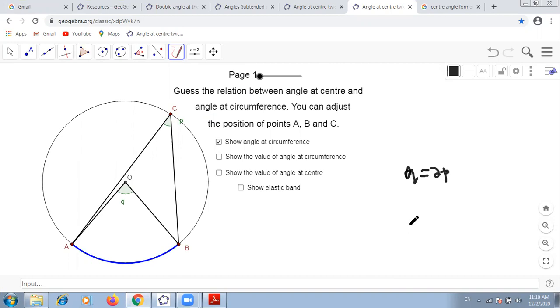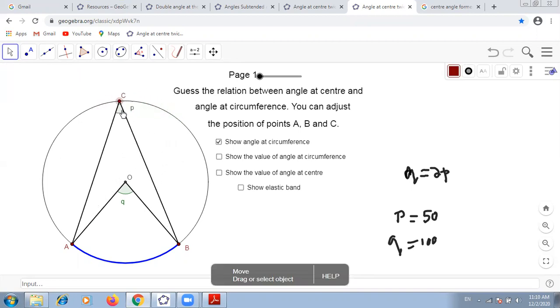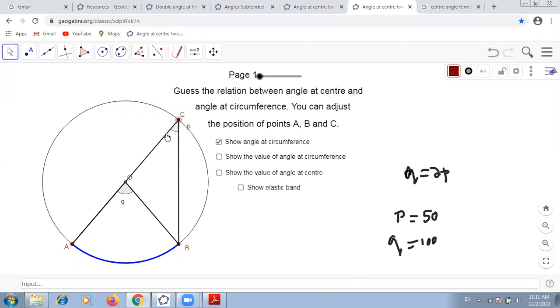Means that if angle P equals 50 degrees, then angle Q should be equal to what? 100 degrees. If angle P equals 50 degrees, angle Q should be equal to 100 degrees. So if I drag this center angle, it will be like this, or like this, or like this. And all the time, the center angle is double that of the circumference angle.